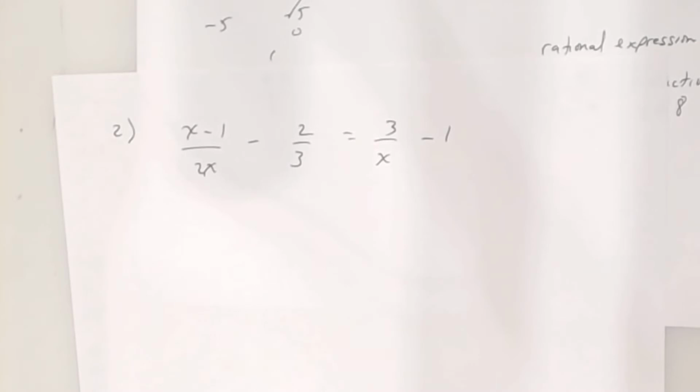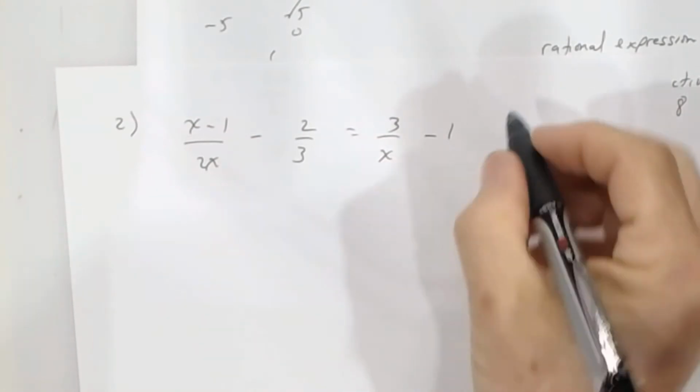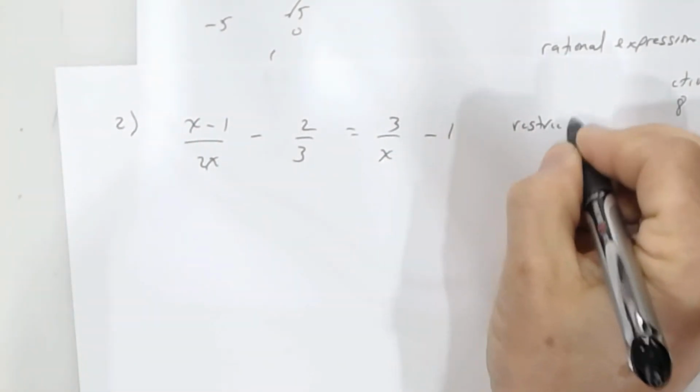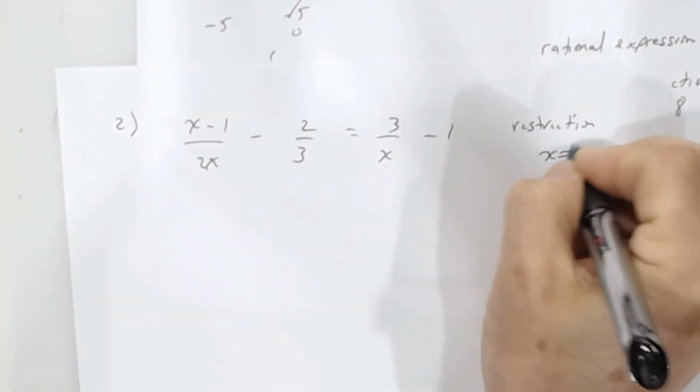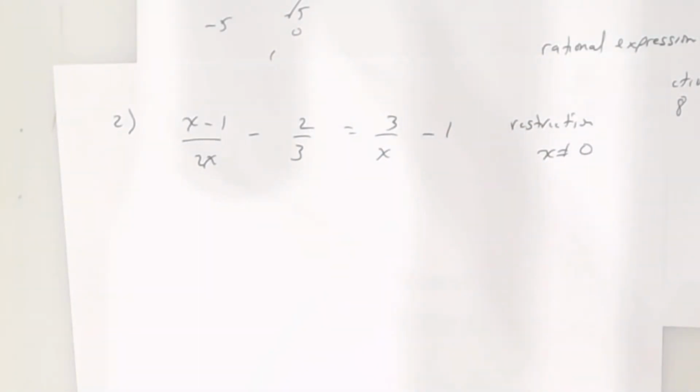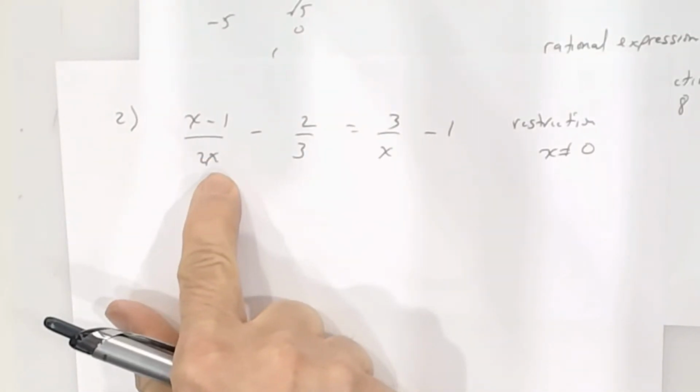Because what do you see in the denominators? Variables. But is it a rational equation? Yes. Since it does have variables in the denominator, let's find the restrictions first. What can't x be? Yeah, x cannot be 0. When it's a monomial, it's easy to determine what the restriction is. Because if x is 0, what's 2 times 0? And you cannot divide by 0.